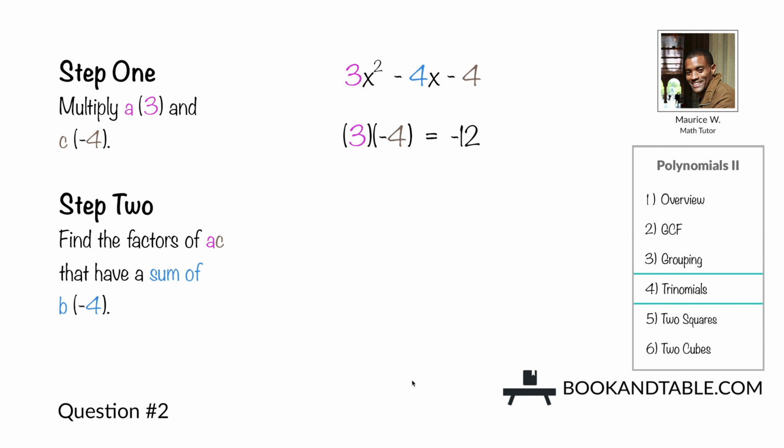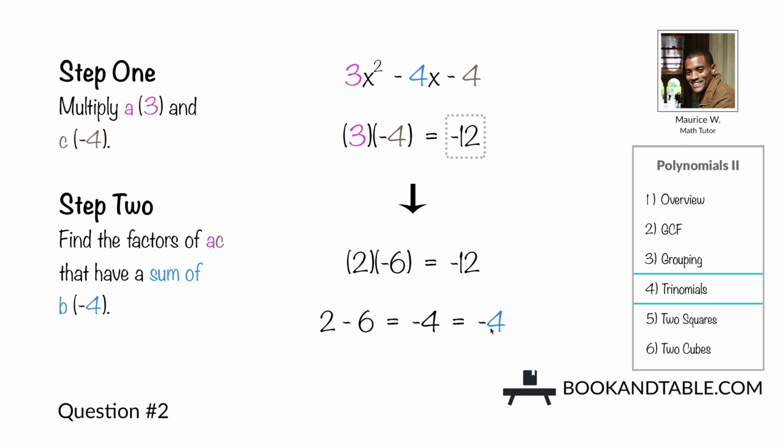Let's now have a look at question number 2. We were given 3x squared minus 4x minus 4. Step 1, multiply a and c, 3 and negative 4, and that would give us a product of negative 12. And now we want to find the factors of a times c, or find the factors of negative 12, that have a sum of b, negative 4. So we'll start by multiplying positive 1 and negative 12 to give us negative 12. And when we find the sum, 1 minus 12 gives us negative 11, and that does not equal negative 4.